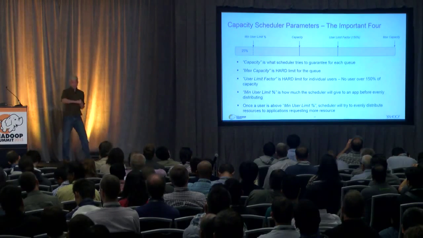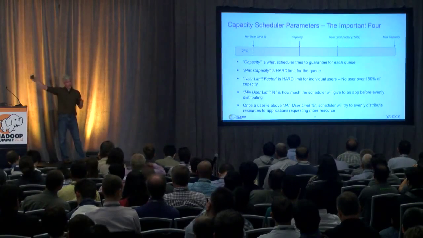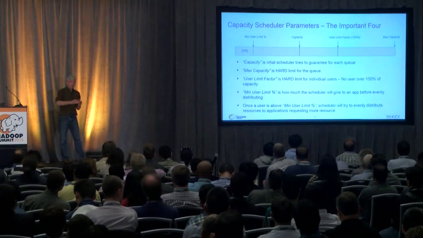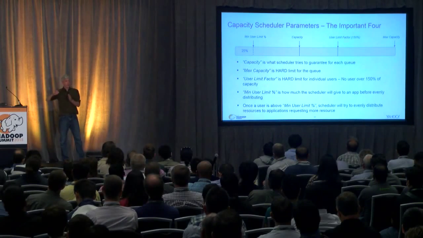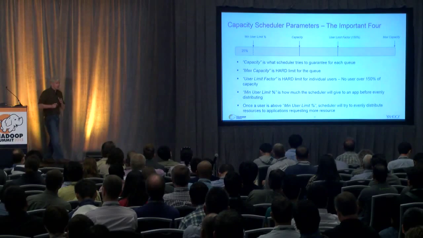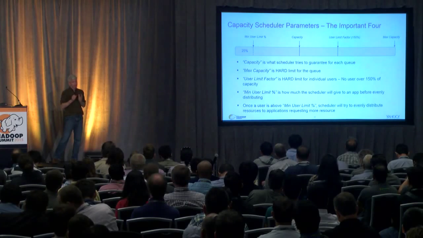So in this queue I have drawn up here, the capacity is at whatever it is. The max capacity is somewhere further. And it's basically saying, I'm going to try to guarantee you capacity, and if you want to grow beyond that, I'll let you grow to a certain point. And that certain point is max capacity. If you want to make sure that all your capacities are always guaranteed, then you don't use the max capacity. You basically keep them the same.